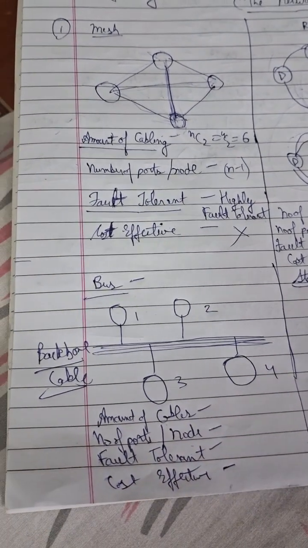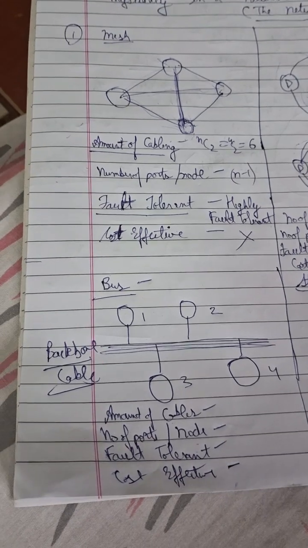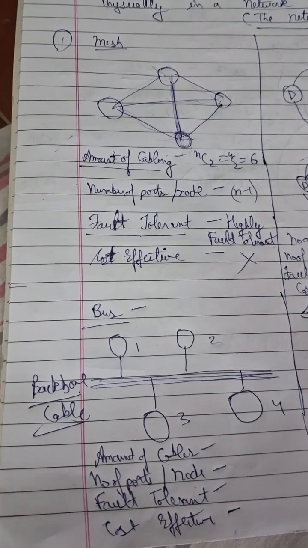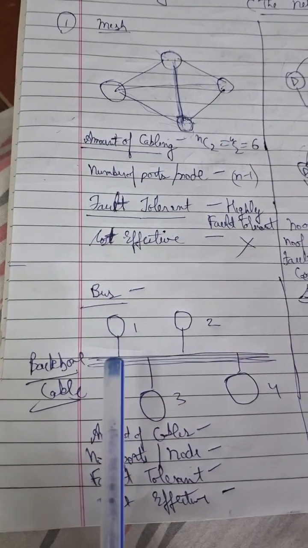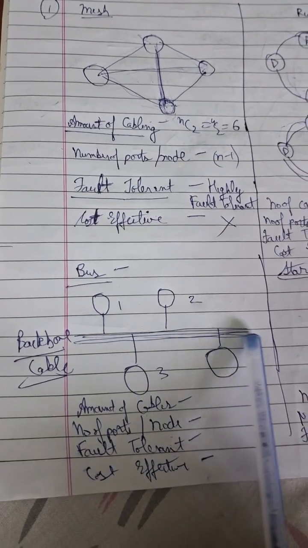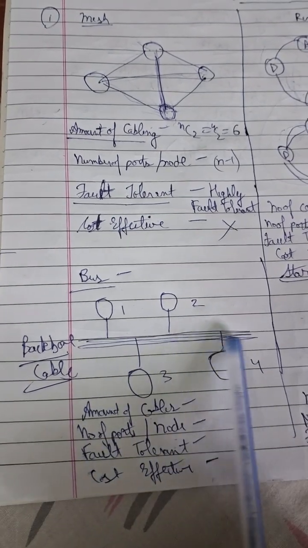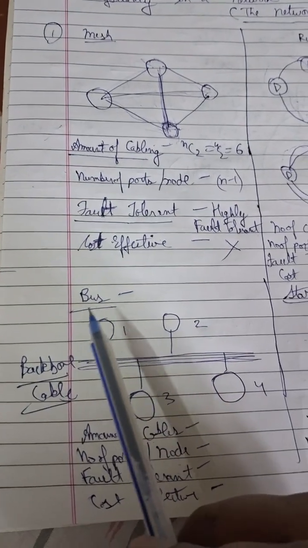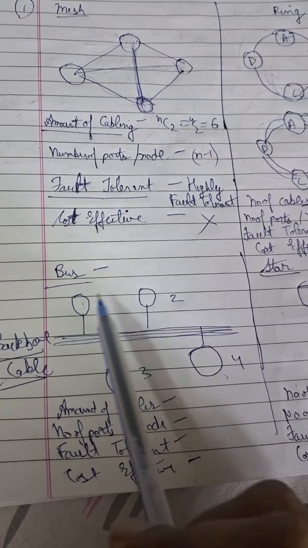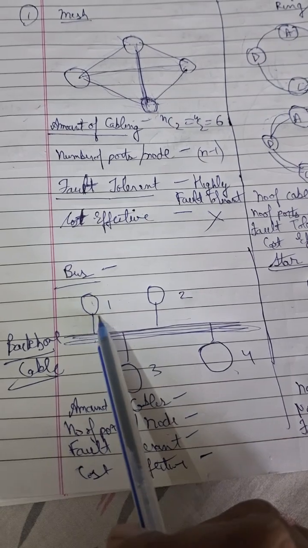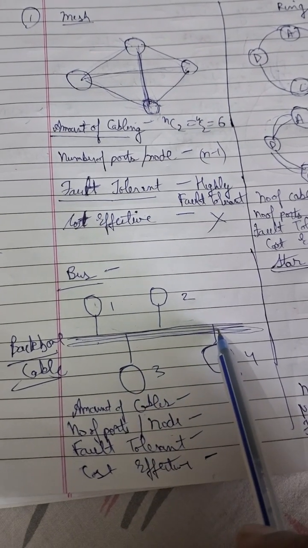And so if you want to send data to node 4, all the data signals, all the data packets, move through the backbone cable. Suppose node 1 wants to communicate with node 4. It will push the data to the central shared backbone cable, and through that backbone cable, the data will pass from 1 to 4.